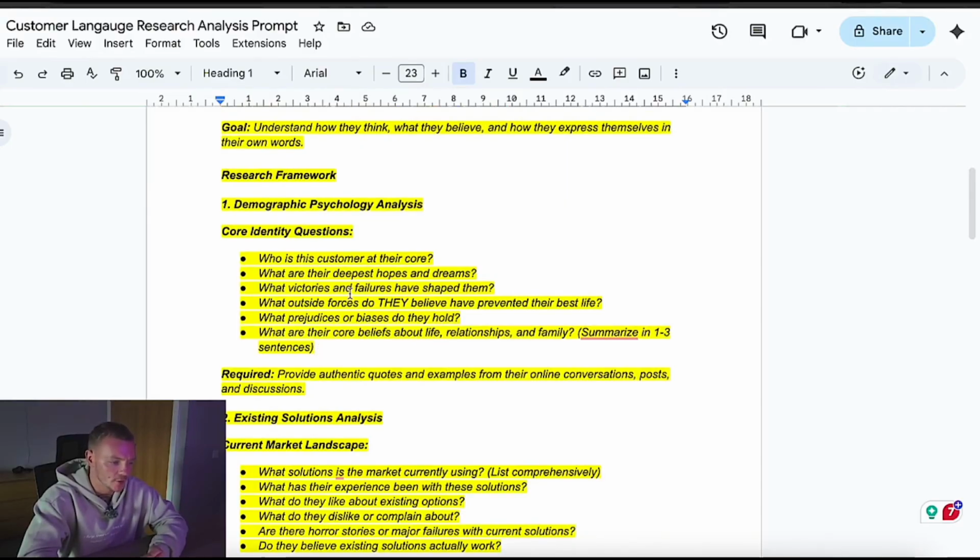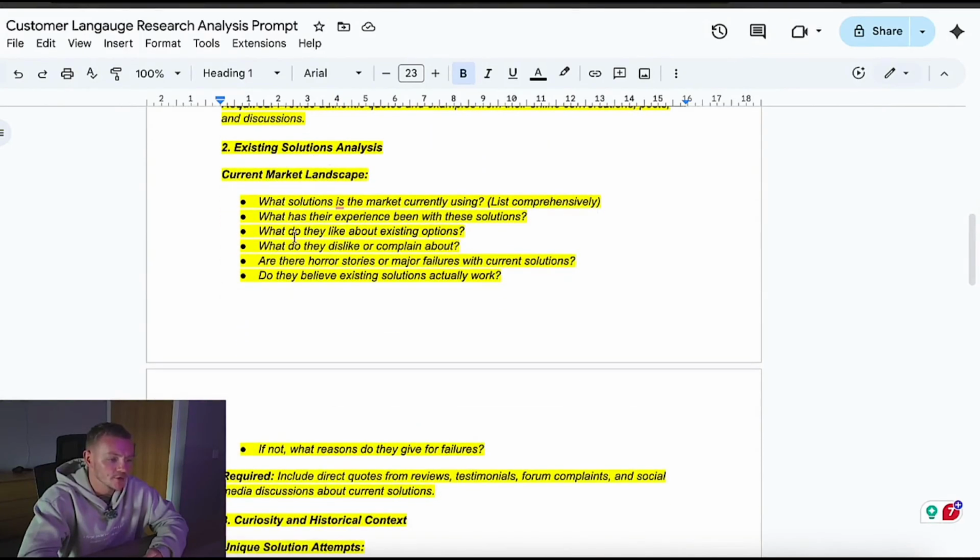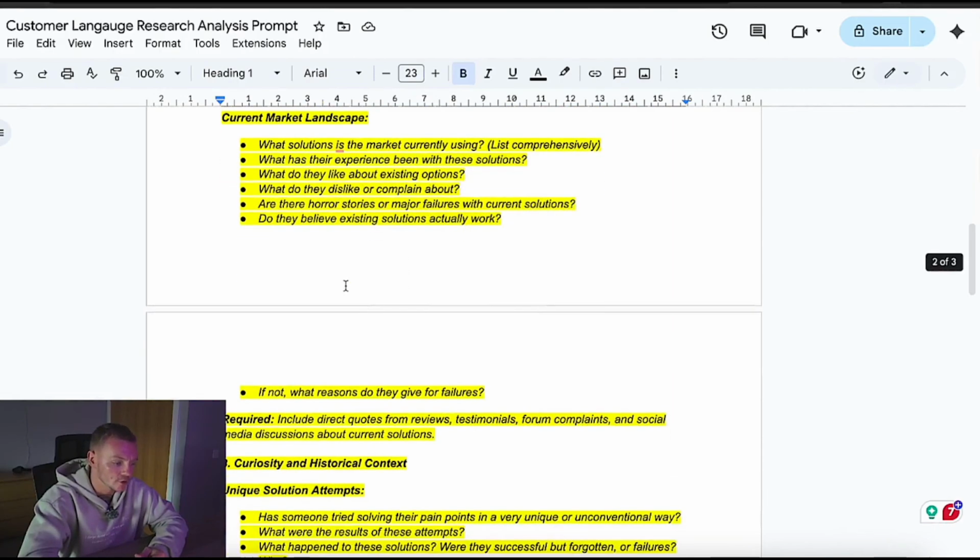Who is this customer at their core? What's their deepest hopes and dreams, victories and failures that have shaped them? What outside forces do they believe have prevented their best life? Prejudices and biases they hold. What's their core relationships? Now their current market landscape. We want to know what they've already tried. What's their experience been? What do they like about those options? What do they dislike or complain about? Are there any horror stories?